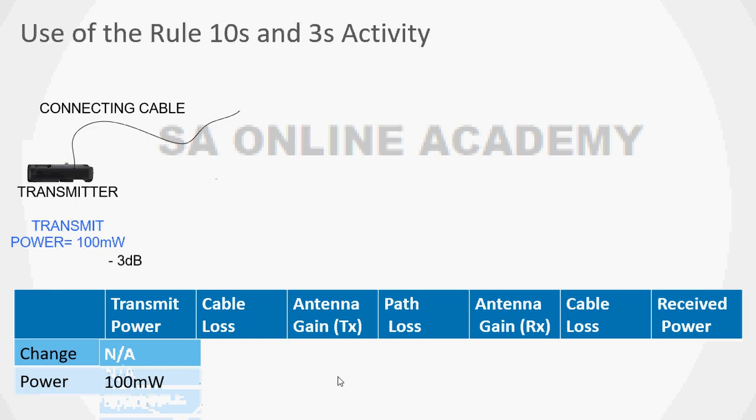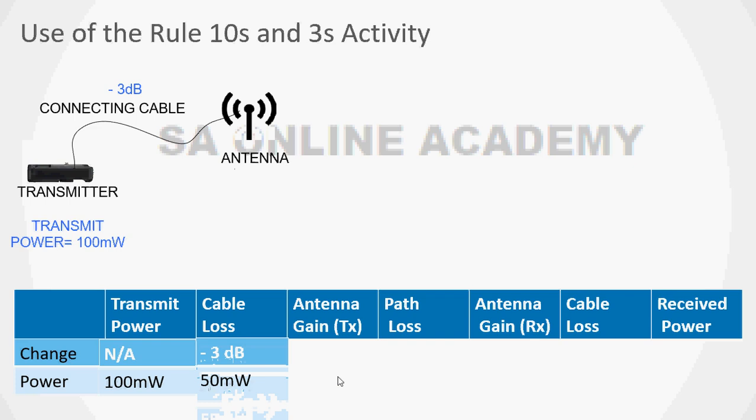Now there is one connecting cable. This connecting cable has a loss of 3 decibel. So as we discussed, if there is a loss of 3 decibel, power will become half. So now power comes to be 50 milliwatt only.